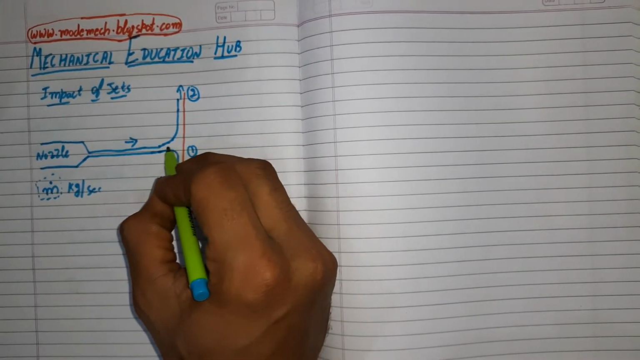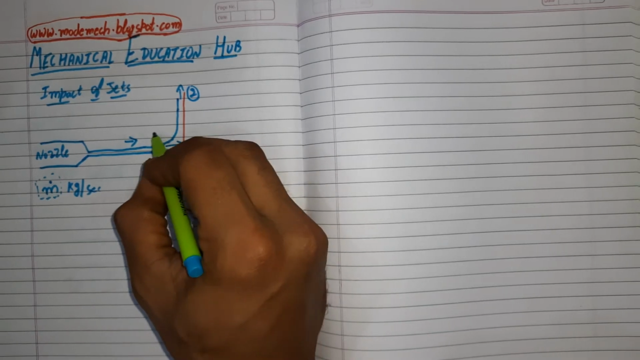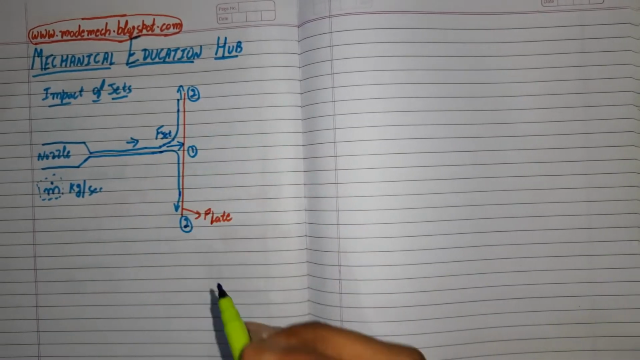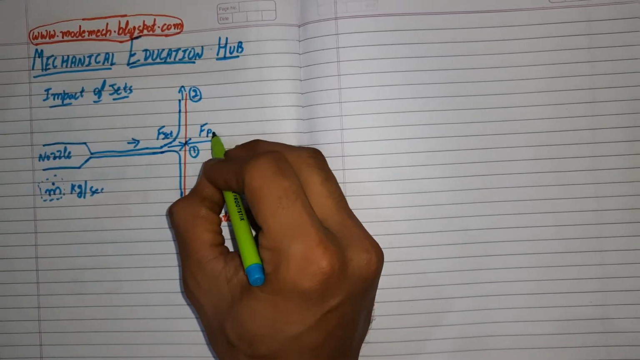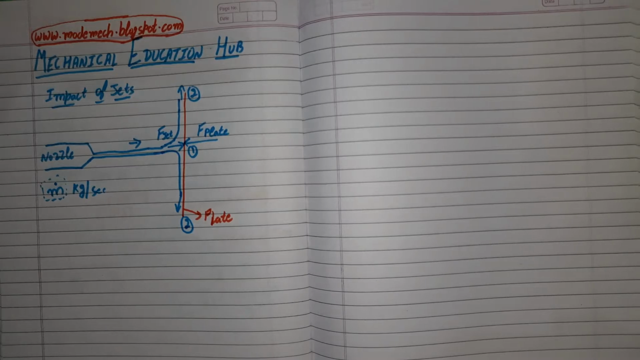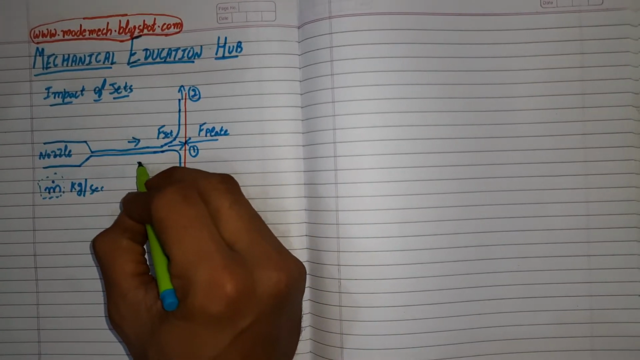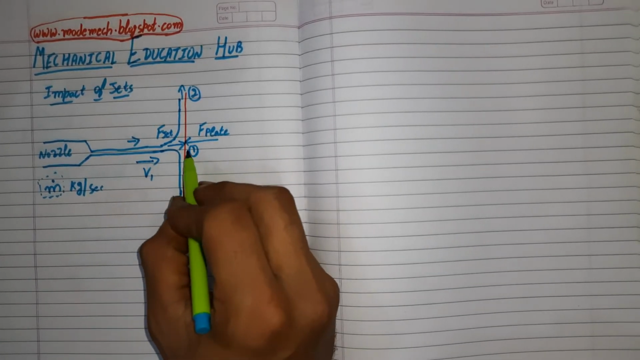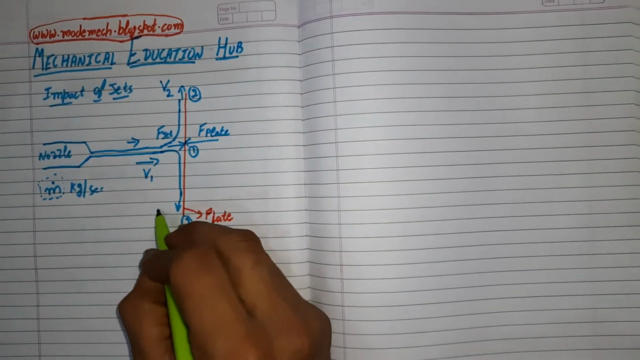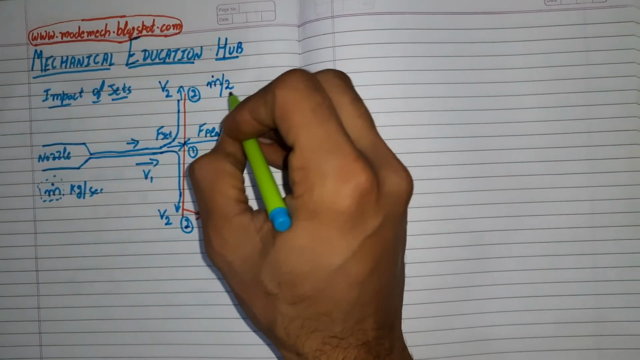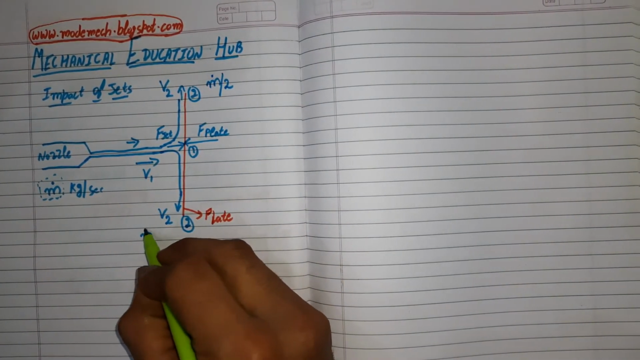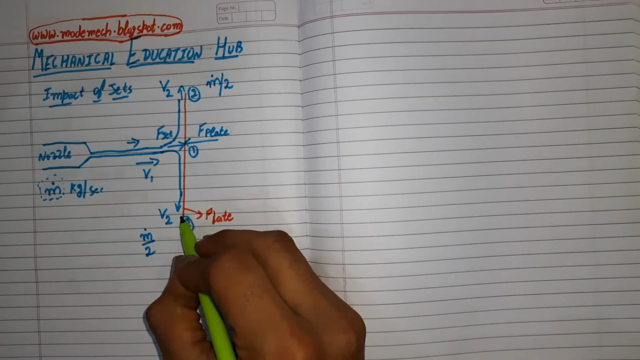Now this is the force applied by the water jet, and this will be the reaction force on the plate. The water jet is coming with velocity v1 and exiting the plate with velocity v2. Now half of the mass flow rate is exiting from this side of the plate, and half of the mass flow rate is exiting from this side of the plate.